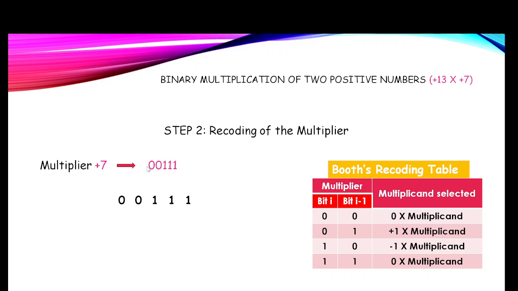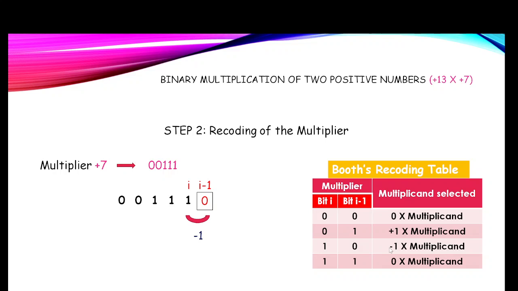So we are supposed to write the multiplier value as 0, 0, 1, 1, 1. Since it is insufficient, I am appending 0 at my LSB for comparison. So i is my number, the first position. This is my first position denoted as i, and i minus 1 is the previous position, which is appended with 0. Now compare 1 0.